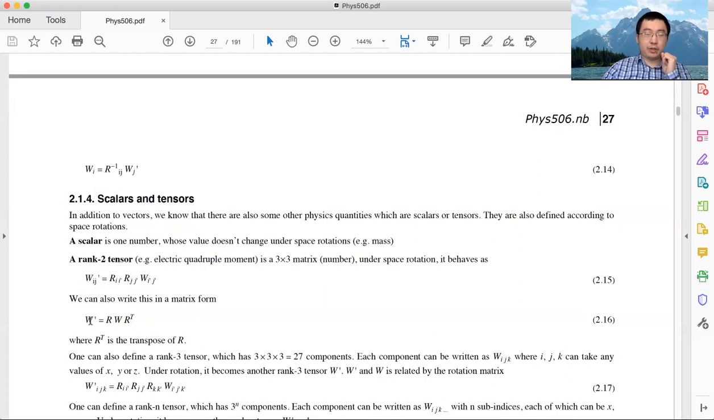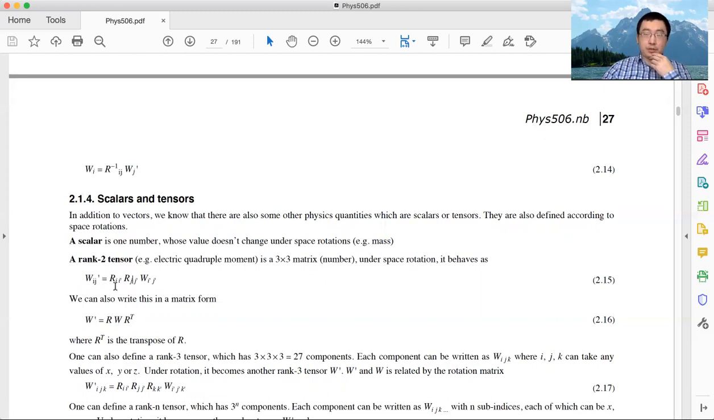In a matrix formula, it means this new tensor, W prime, and the old tensor W are related by the rotational matrices R, but we need to multiply one R on the left side, and on the right side, we multiply the transpose of R. So this formula, you can check, is exactly equivalent to the component formula we showed above.